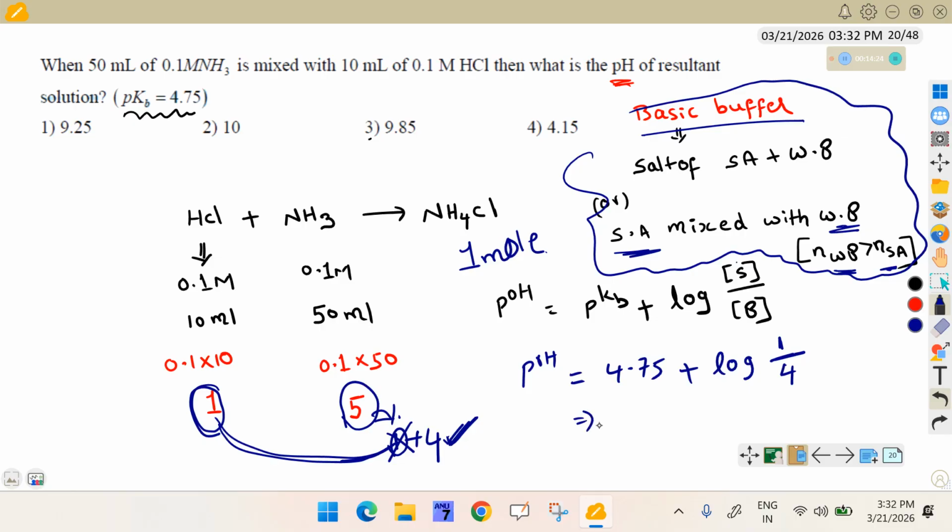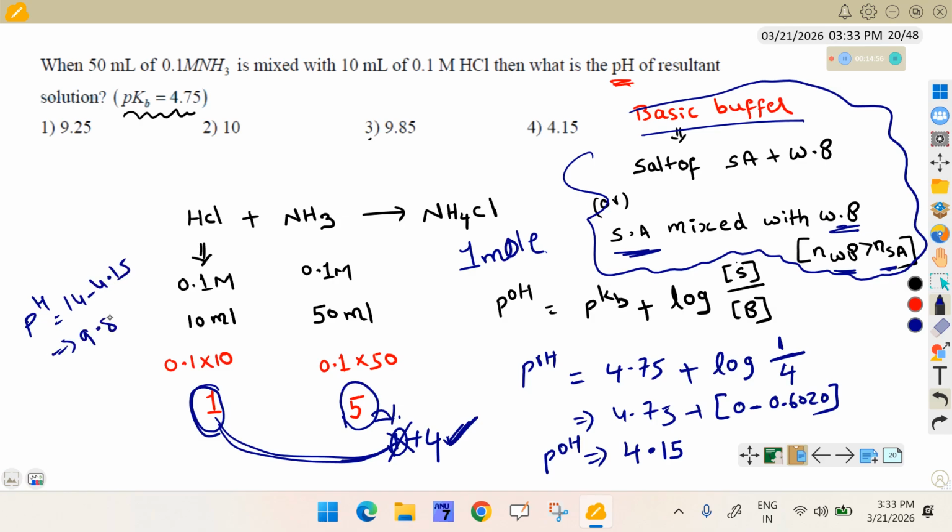That is equals to 4.75 plus log 1 minus log 4. Log 1 value is 0, minus log 4 value 0.6020. 4.75 minus 0.6020, you will get nearly 0.6, so the pOH value is 4.15. Now calculate pH value. pH is equals to 14 minus 4.15, that is equals to 9.85.